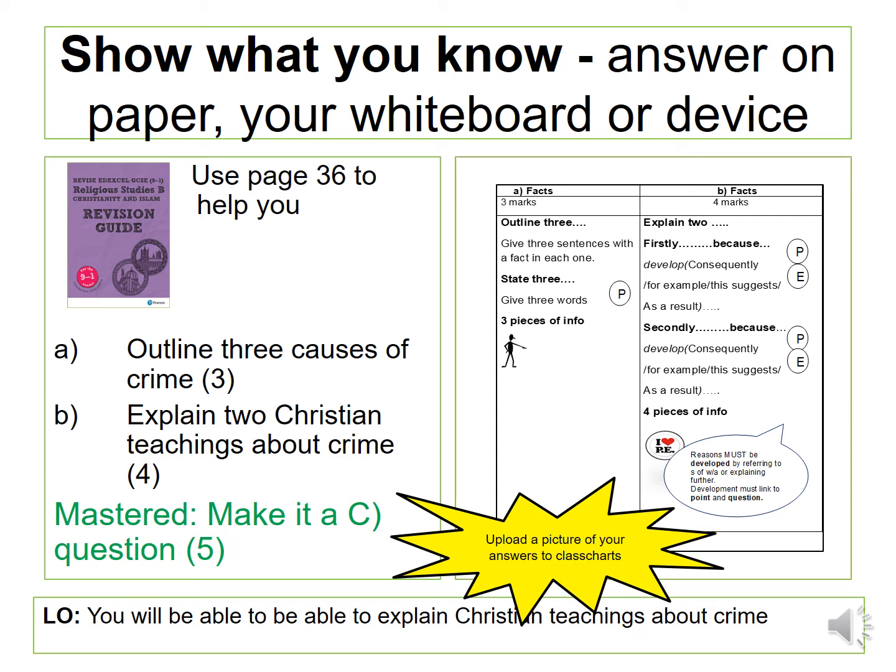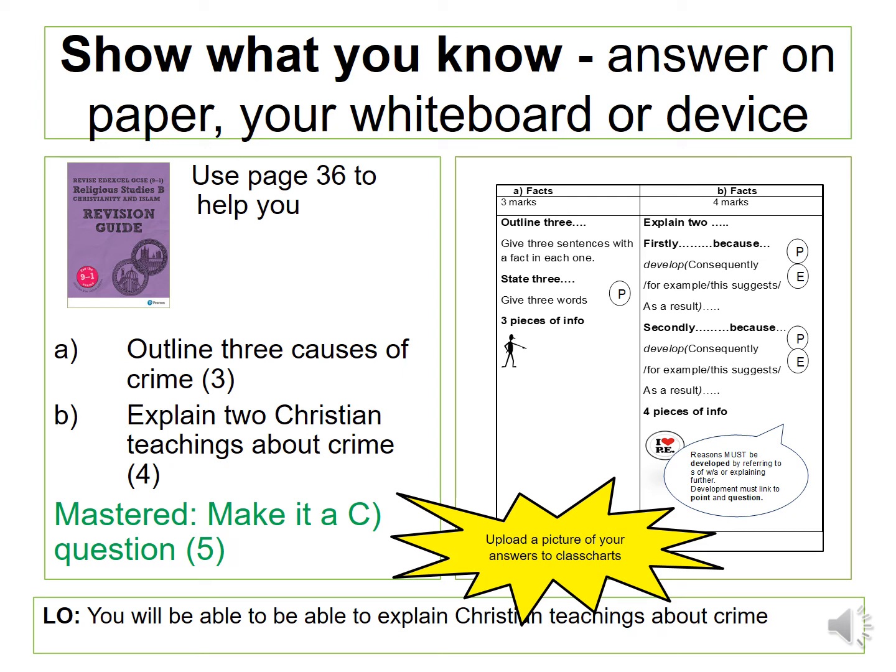For example, 1 cause of crime is poverty. Secondly, 1 cause of crime is drug addiction. You don't need to develop your answers at all. For the B question, explain 2 Christian teachings about crime.